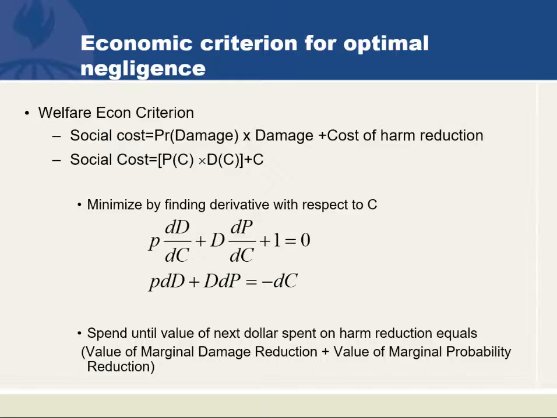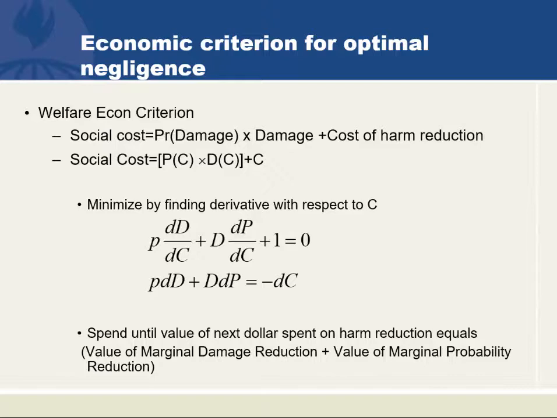And in calculus, what you would find is the equation shown, where the optimal amount of change in cost is the probability P times the change in damages plus the damages times the change in probability, and that should be equal to the change in cost. So P dD plus D dP equals the change in cost. In English, the economic criteria would be to spend until the value of the next dollar spent on harm reduction equals the value of the marginal damage reduction plus the value of the marginal probability reduction.